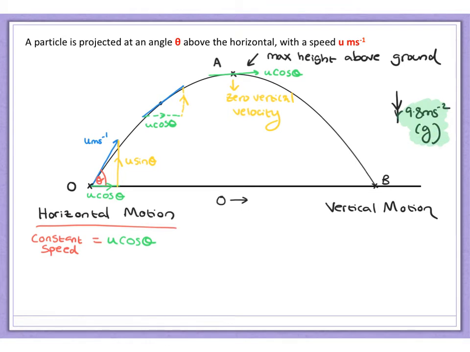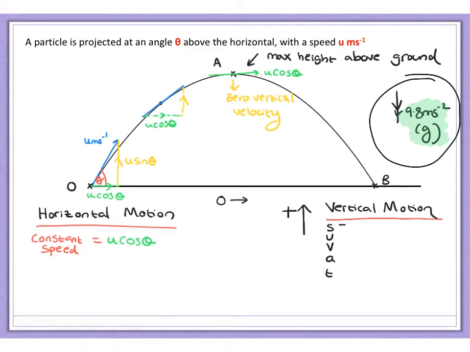Now, one thing that is a little bit different when we're dealing with projection at an angle to the horizontal is that because the movement of the particle is initially upwards, and because the displacement it covers is vertically upwards above ground, it makes it easier to choose up as the positive direction. Of course, this will have an effect on the acceleration when you're applying the Suvat equations, but we can handle that.